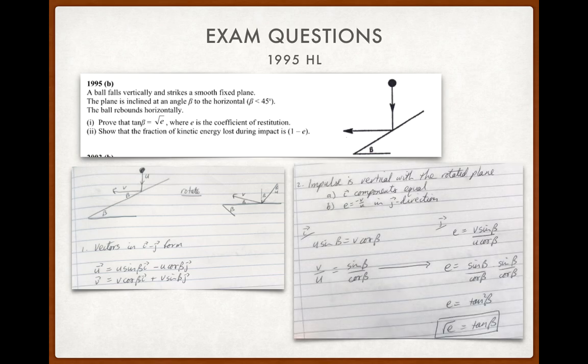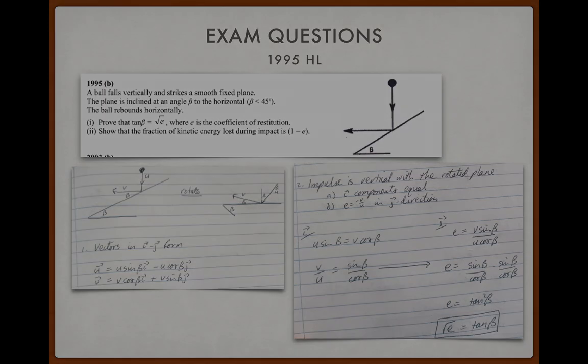Your second step is to assume that the impulse is in the j direction, so you use e equals minus v over u in the j direction, but the i component is the same. So I have the i's equal, and I rearrange that to get v over u, and then e is equal to v sine beta over u cos beta, and instead of the v and the u, I sub in the expression I got for the i. A bit of simplification, and we get tan beta is equal to root e. I'm not going to do part 2.